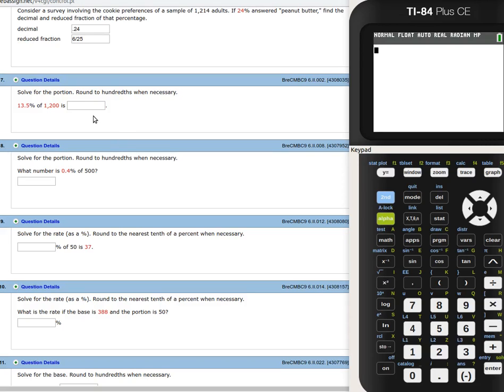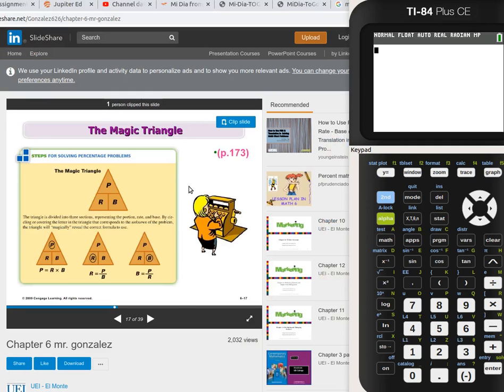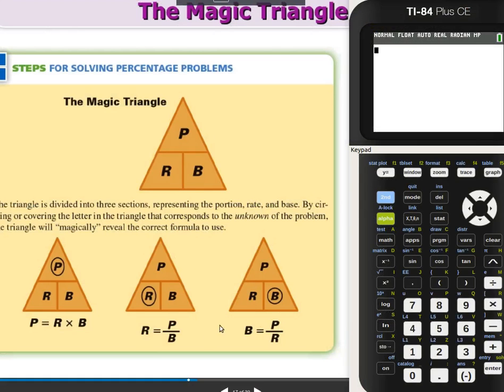Now for number 7, it says solve for the portion and round to the hundredths when necessary. So the portion, what it's talking about, there's a way, and there's actually this real convenient triangle. They call it the magic triangle for this formula. This triangle is representing 3 different formulas that you can have, and the P stands for portion, the B stands for base, and then the R stands for rate, which the rate over here, the R, this is always the percent, the one that will have a percent sign after it.